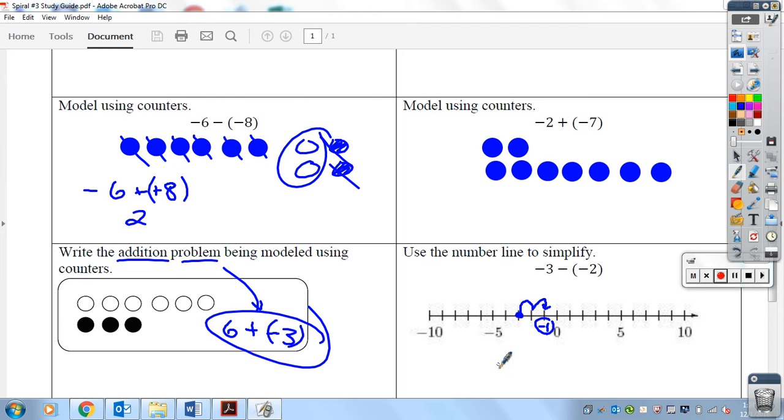Let's see if that's the right answer by actually doing the work. -3 minus -2. We don't do subtraction, we do keep, change. They fight, the negatives win by 1, which is what I wanted to do. Make sure you put an arrow so we know which direction you're going from. Dot, and then an arrow.